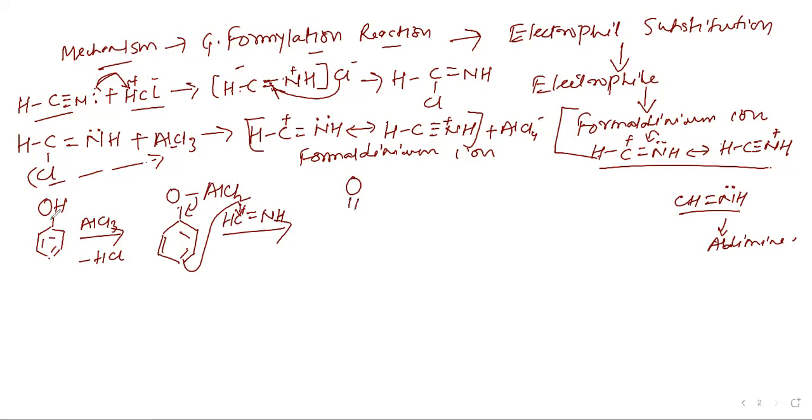We know that your phenoxide ion is an activating group. Your phenoxide ion activates the benzene ring at ortho and para positions for electrophilic attack. It increases the electron density at ortho and para positions. So this formaldiminium ion, which has a positive charge, would now be able to attack at the para position.